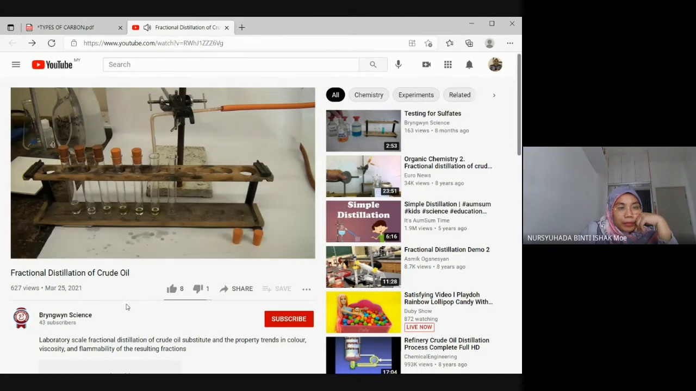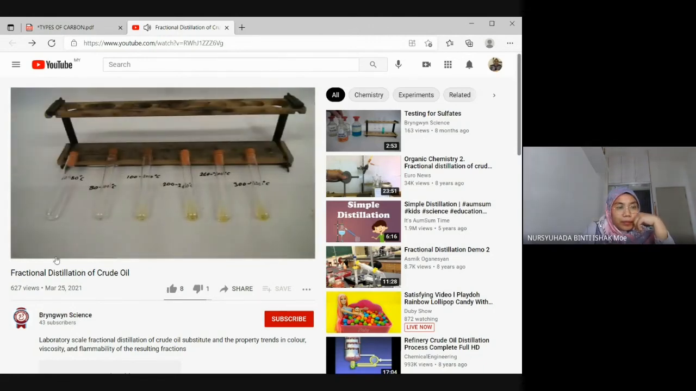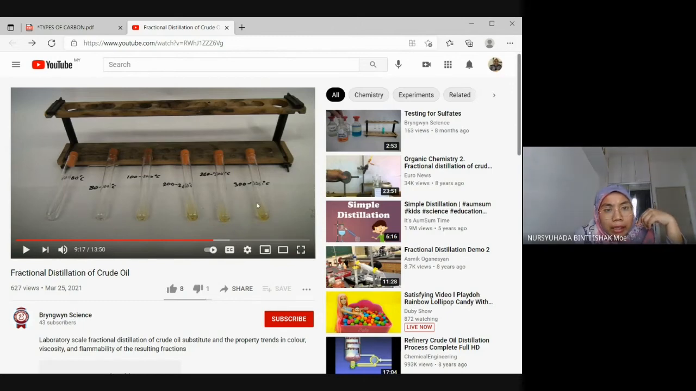And we're next going to take a look at their properties. Here are the 6 fractions we collected from our fractional distillation of crude oil mixture earlier on. We're going to have a look at some of the trends in properties. Okay, kalau kamu tengok dekat video ni, dia ada different temperature. So the first one is 60 to 80, 80 to 100, 100 to 200, 200 to 300 and sampai 300 to 330. So first, apa yang kamu nampak perbezaan daripada color dia?